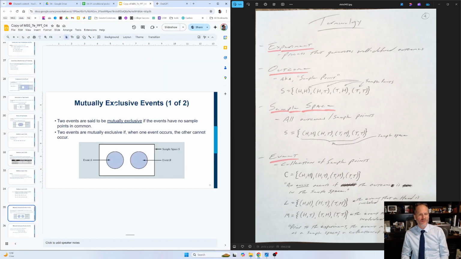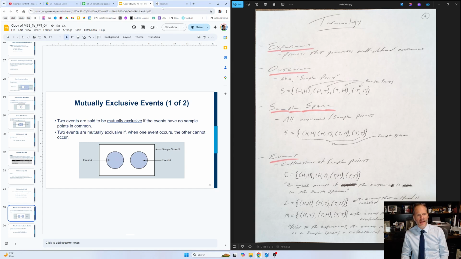So mutually exclusive means that when one is occurring, the other one is not occurring. Two events are mutually exclusive if when one event occurs, the other cannot occur. If this is our sample space and there's this subset right here and this subset right here, then if this one occurs through probability, these things over here are not occurring, and if this is the one that occurs, then these things are not occurring over here. That's mutually exclusive events.